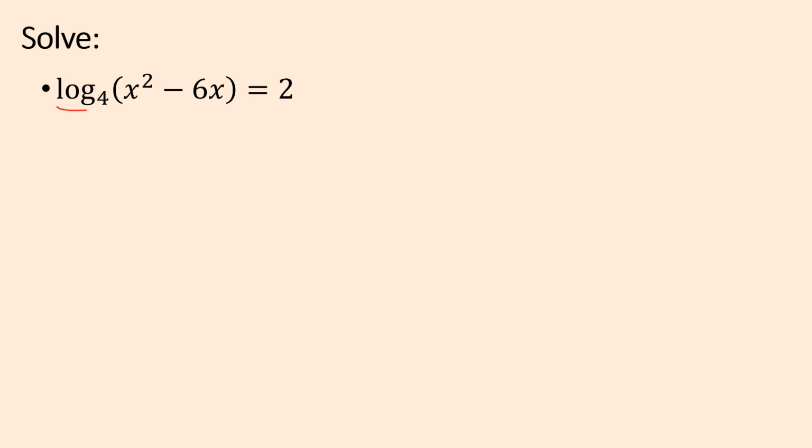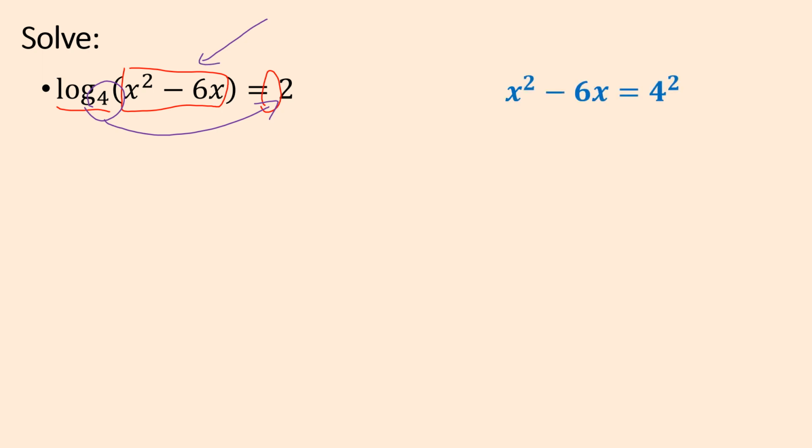So notice the difference in this equation. Here on the left, we have a log base 4, but there's no log base 4 over here. In the last one we did, we had logs on both sides. So we can't just take this and set it equal to the 2 for this problem. Instead, we want to rewrite it using those same rules that we did in the previous section. So 4 to the second power is going to equal what's on the inside: x squared minus 6x equals 4 squared.